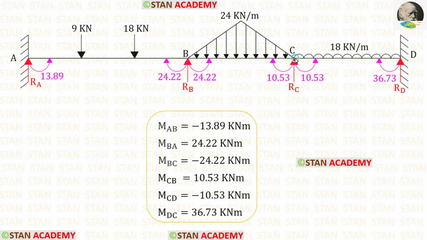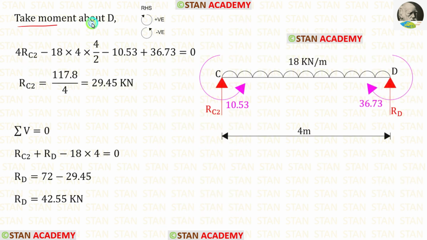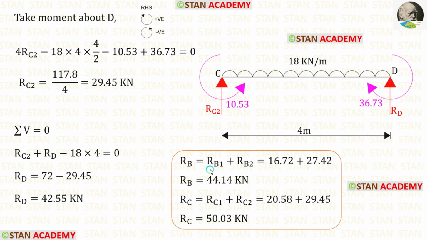Now, let us take the span CD and find the reactions. In the span CD, we have the moment MCD, which is acting in the anticlockwise direction, and MDC, which is acting in the clockwise direction. By taking moment about D, we can find RC2, and by applying this rule, we can find RD. At the point B, we have calculated the reactions 2 times, RB1 and RB2. Let us add both of them so that we will get RB. In a similar way, let us add RC1 and RC2 so that we will get RC.